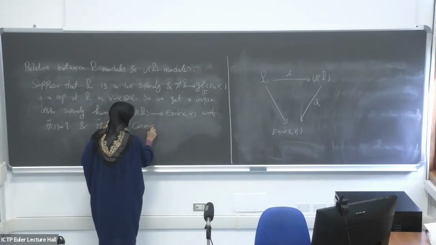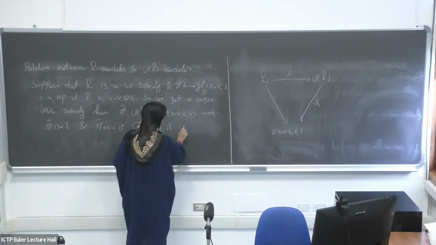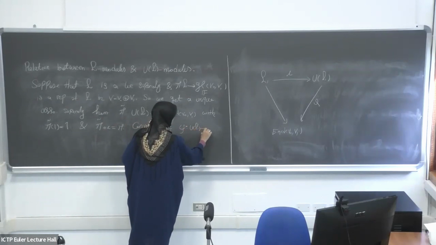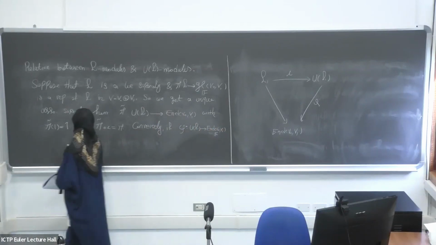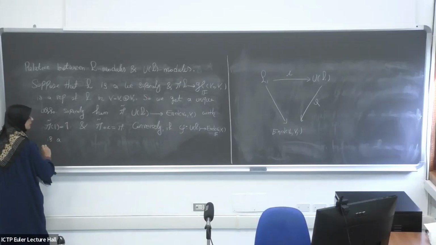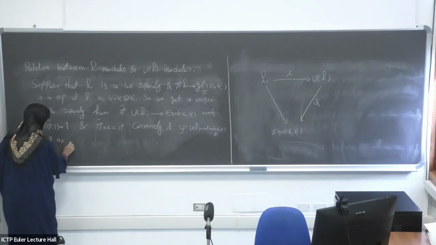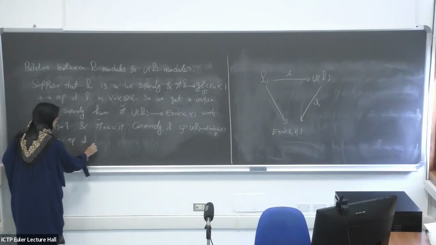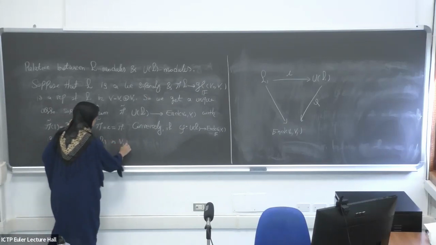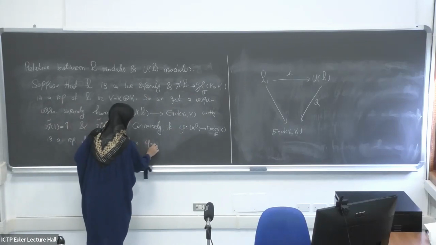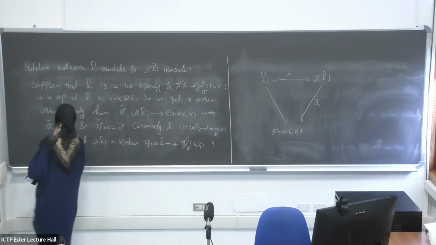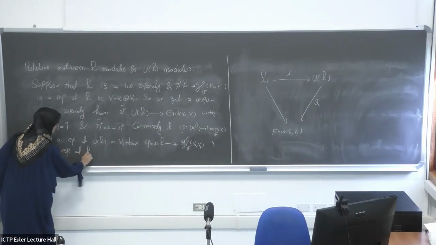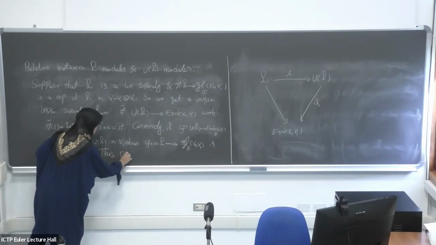If phi is a representation of UL in the superspace V, then phi composed with iota is a representation of L in V. And this correspondence is a one-to-one correspondence.